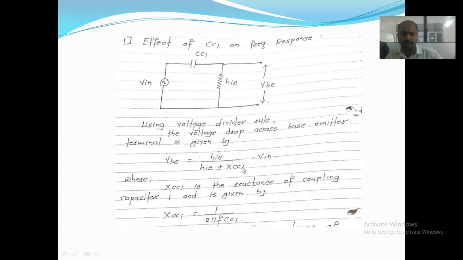But we also need the value of XCC1. XCC1 is nothing but the capacitive reactance of CC1. For that purpose, we use the formula 1 upon 2 pi f CC1, right? This is the formula which calculates XCC1. According to this, we find out the value of VB, because Vin and Ri are already given, and we also apply the XCC1 formula. Accordingly, we find out the value for the purpose of CC1.